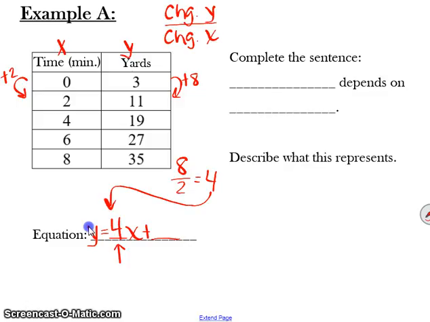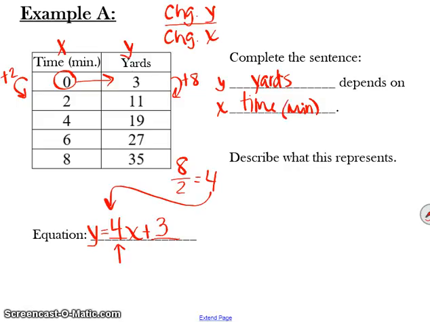Then if I look for my y-intercept on my table, I look where x is 0 and I look at the number that's next to it, which is 3. That is my y-intercept. Now I have my equation, I have to complete the sentence, and then after that I want to describe what this represents. So blank depends on blank. Well, I always know that y depends on x. So yards depends on the time in minutes.